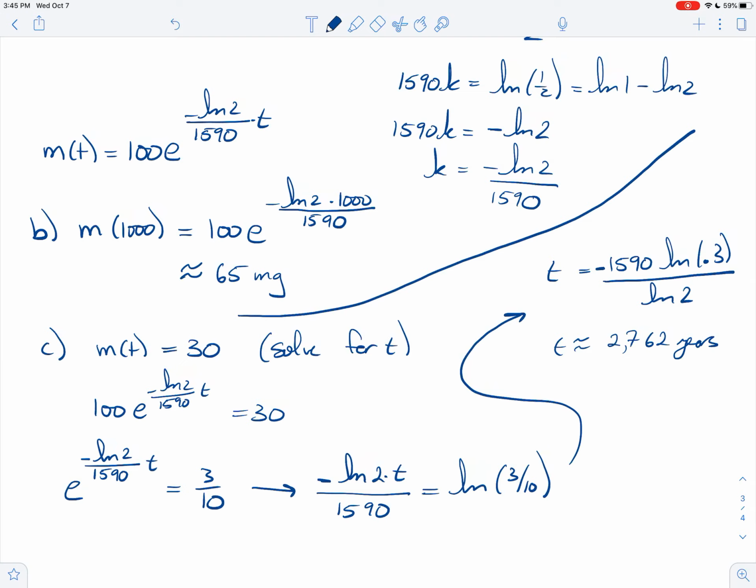All right, so that is the end of example 2. Great job. One last example, and then we're finished with the section, and you should be ready to tackle the homework.